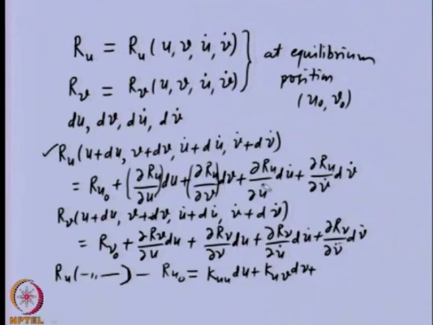Similarly, these correspond to the velocity. So, I am writing this as c u u du dot plus c u v dv dot. Here also the first subscript is the force direction, the u direction, and the second is the velocity direction. So, the change in the fluid forces I am writing like this. Similarly, we can write it in the other direction, that is the v direction.